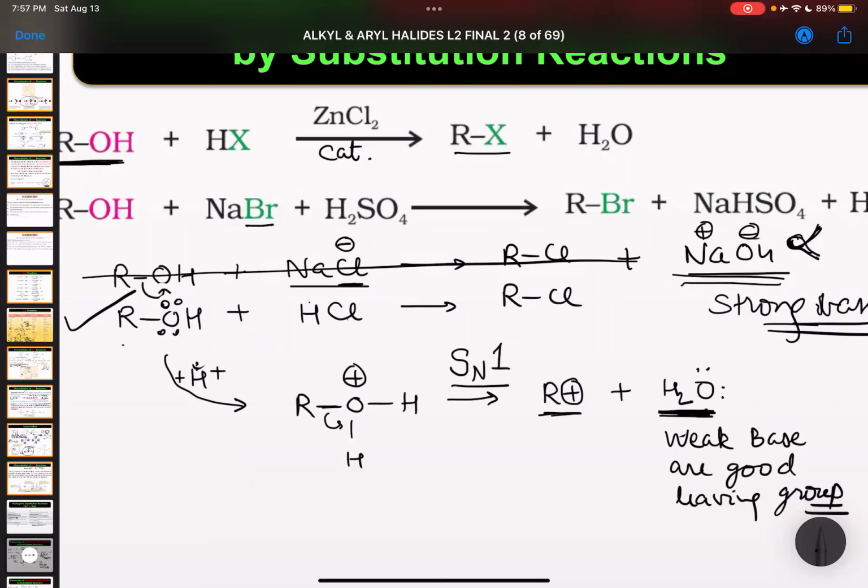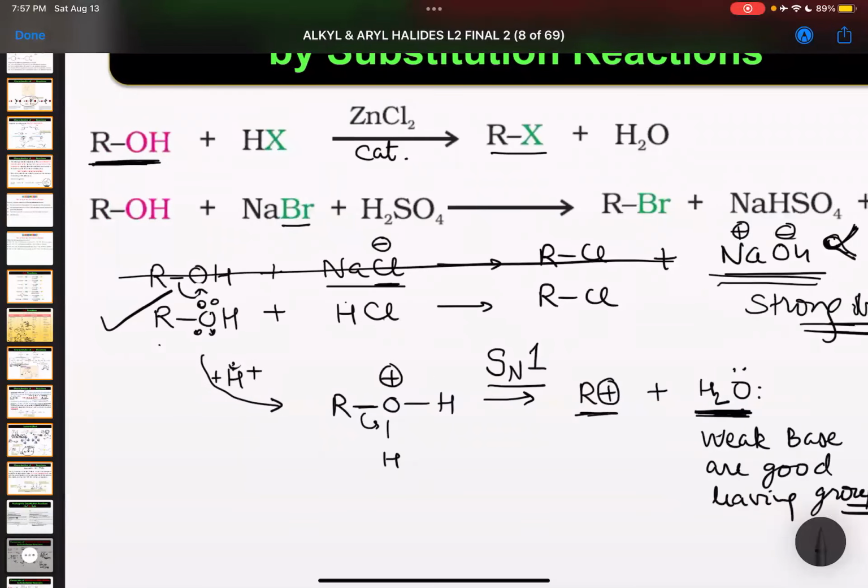But the leaving group actually was not readily a leaving group. It was not ready to leave, but you took acid, and due to that acid, it has undergone some changes. And what are those changes? Protonation has occurred. And after protonation, it became a good leaving group, right? And it came out very easily, leaving behind a carbocation. So reaction with HX, what will be the order of rate?